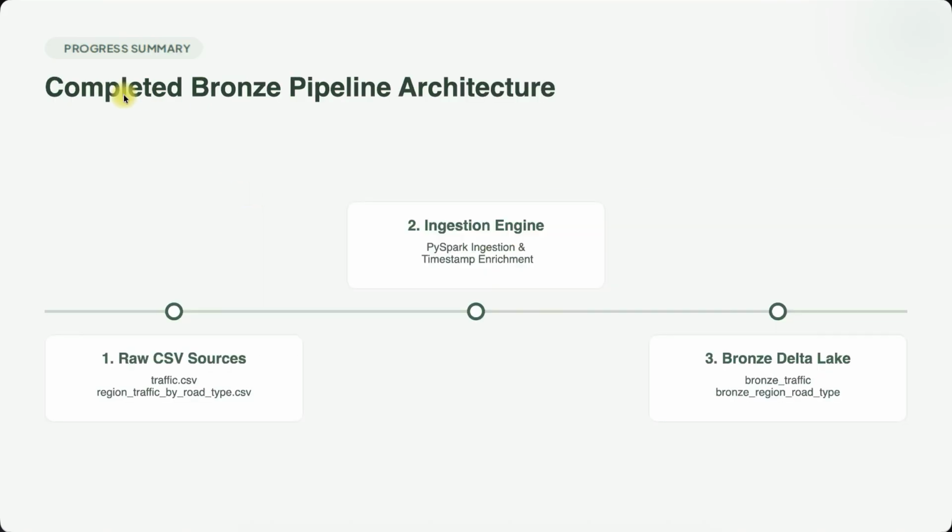So now we have completed the bronze layer architecture, and we have ingested our raw CSV source files into the bronze Delta Lake schema. We have two tables: bronze traffic and bronze regional road type. Next we will perform our serious data engineering tasks, which is data quality and cleaning. This is where the project starts to become interesting.